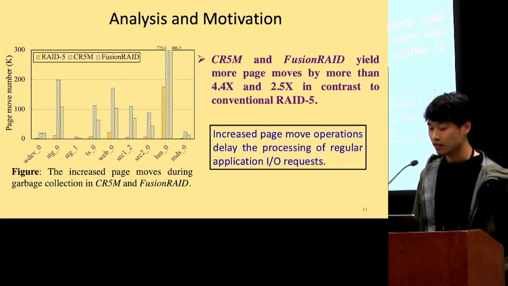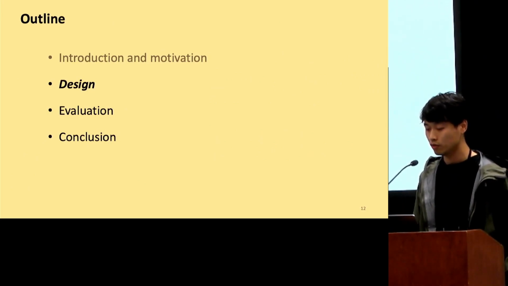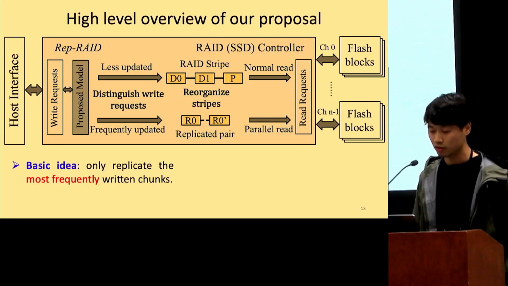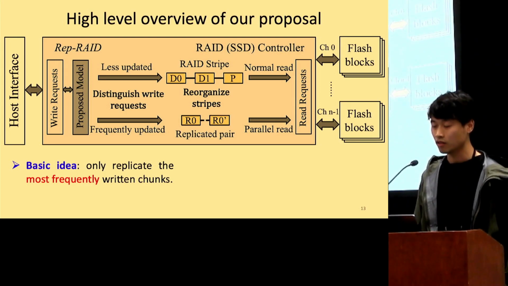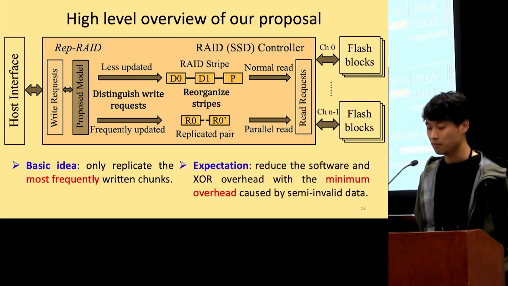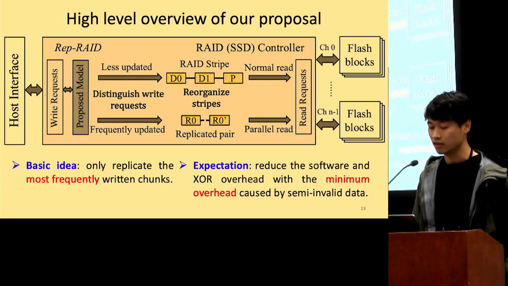That is to say, the increased page move operations delay the processing of regular application I/O requests. So we have done work to address this issue. Then let me show you the design specification of this work. Our basic idea is to only replicate the most frequently written chunks, for maximizing the benefit of replication with software and XOR overhead reduction, and also minimizing the cost of the semi-invalid data.